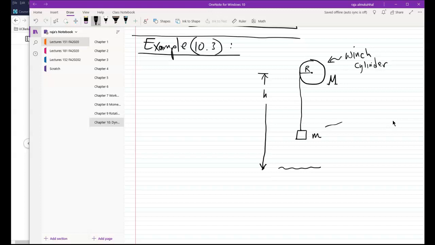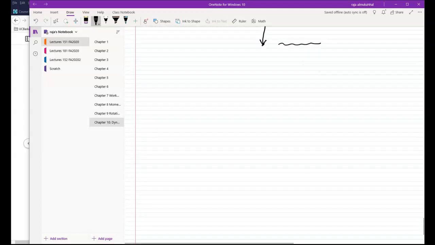Okay. This is the bucket right here. And so find A of mass M, small m, and alpha of the winch cylinder. Okay? That's the problem. All right. Please take notes, right? Draw this picture before I make it disappear.